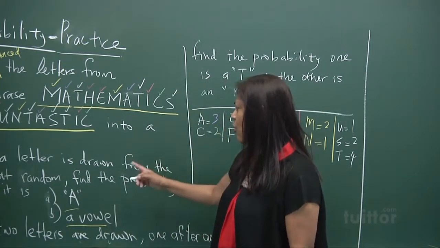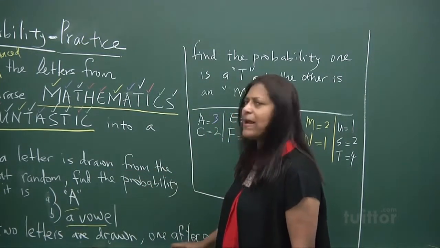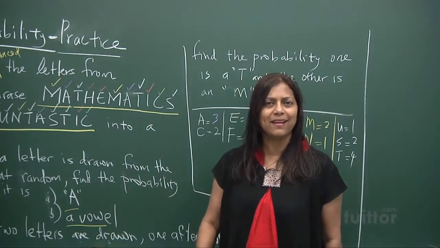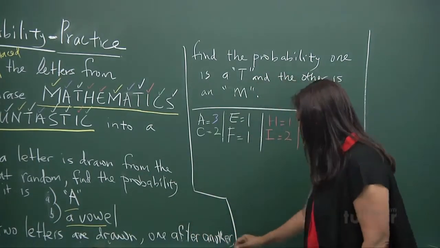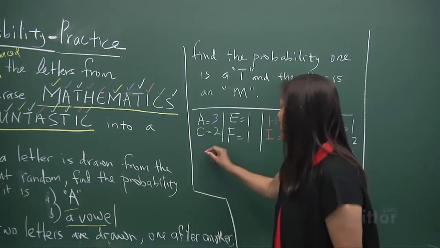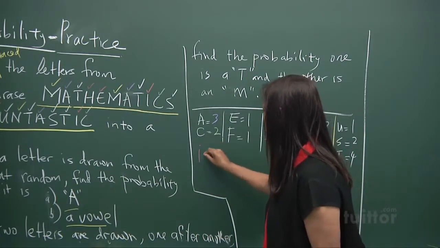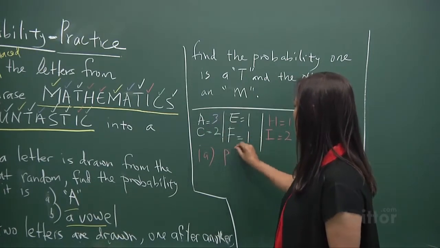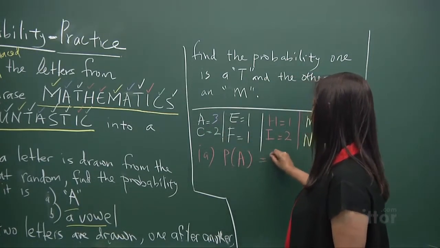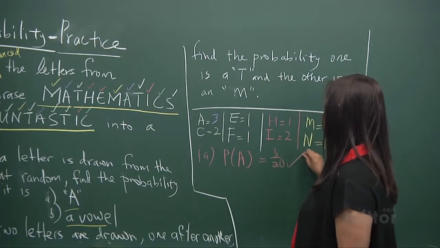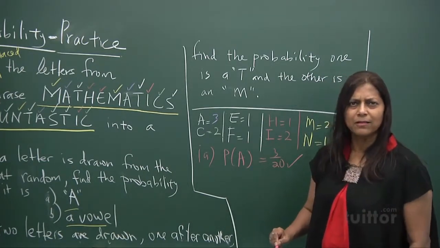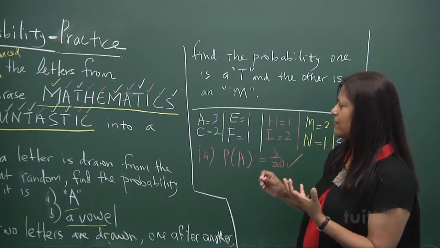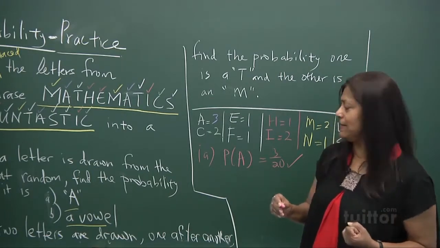Now, if a letter is drawn from the box at random, find the probability that it's an A. Can you tell me what is an A here? The probability that we get an A is, you look at it, 3 A's out of 20. So that's the answer. Hooray! Not difficult, all right? It's just 3 chances out of 20.